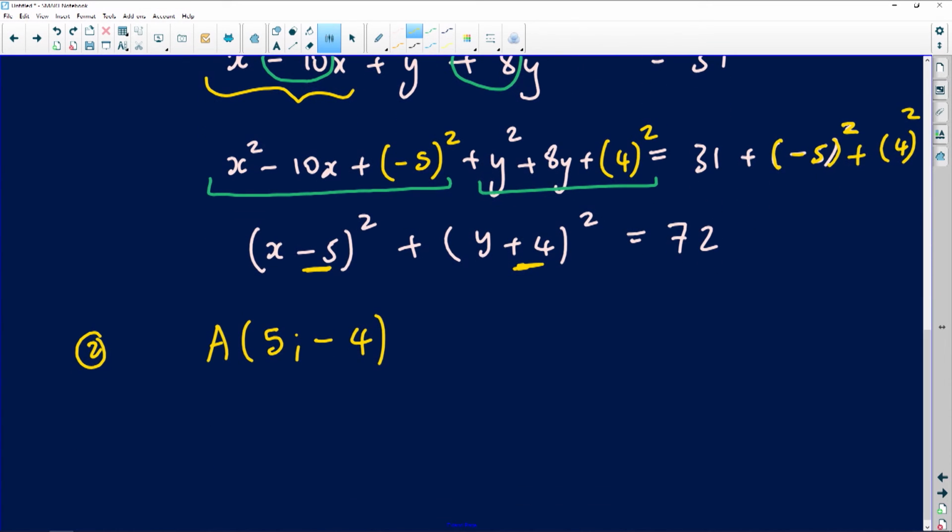Okay, cool. The third question is asking us to write down the length of the radius of the circle in surd form. Okay. So what are we looking at here?